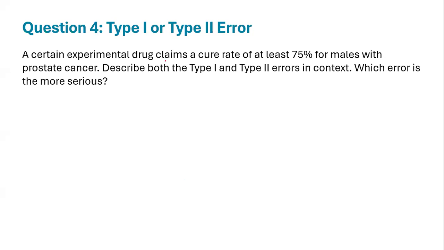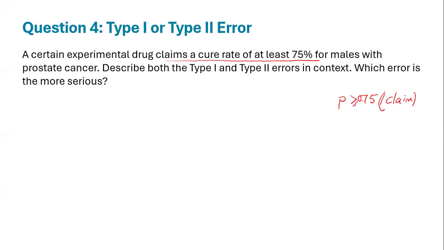So let's read the claim first. Read the claim, write the null and alternative hypotheses, and then after having both of the hypotheses, we can talk about the type 1 or type 2 error. The claim says that the cure rate is at least 75%. At least means minimum, that means 75% or more. When we have a percentage, it's talking about the proportion. Proportion is greater than or equal to 0.75. That's the claim.